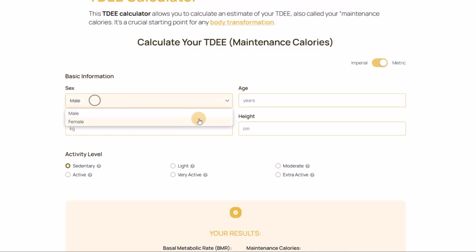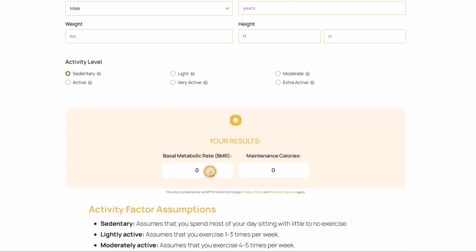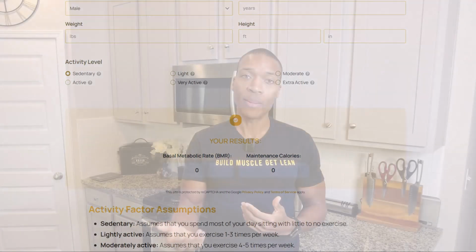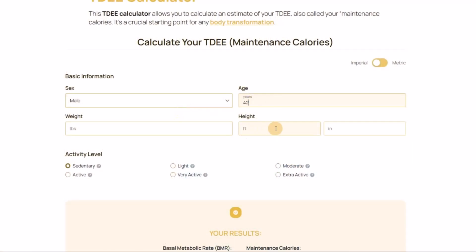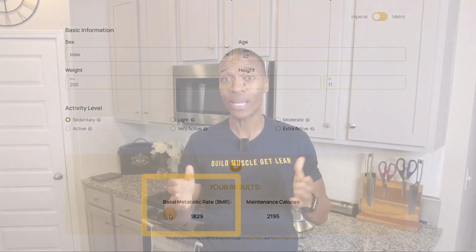If you input this information into the calculator, it'll automatically output a number for your BMR. It shows you the results in a form called Your Results, which is located below the calculator inputs. If, for example, you were a 42-year-old male whose height was 5 feet 11 inches or 180 centimeters, and your weight was 200 pounds or 90.7 kilograms, then the calculator outputs a BMR of 1,829 calories per day.